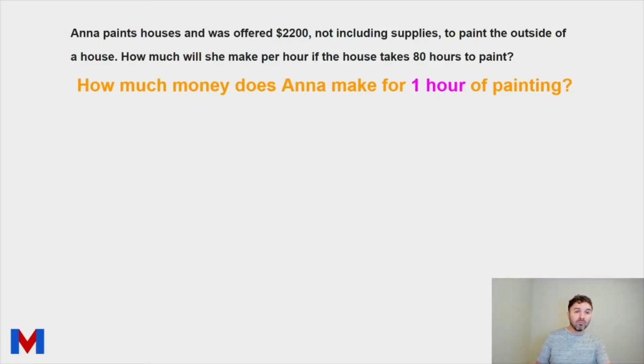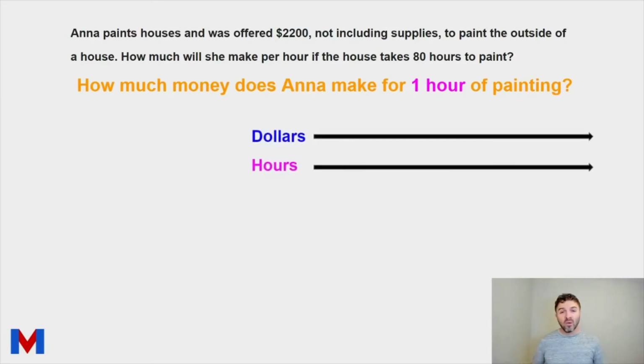All right, so I want to show two different methods here. The first one's the double number line. We have dollars and hours. All right, we know that we have $2,200 for 80 hours. We're trying to figure out how many dollars does she make for 1 hour of work.